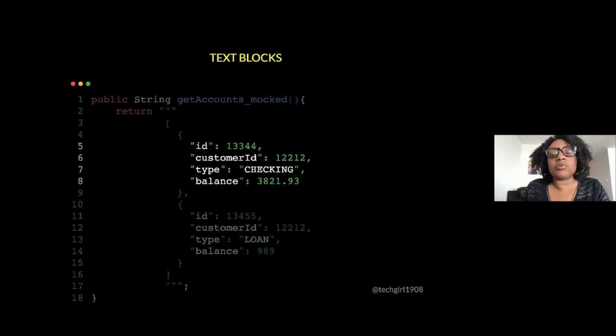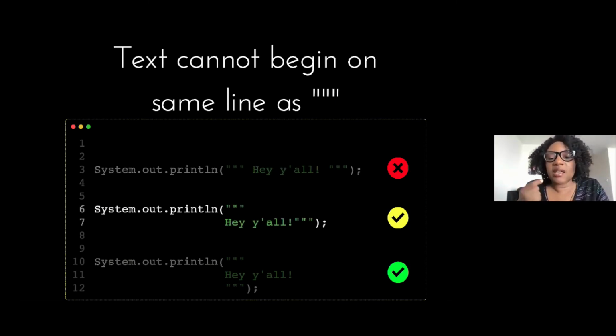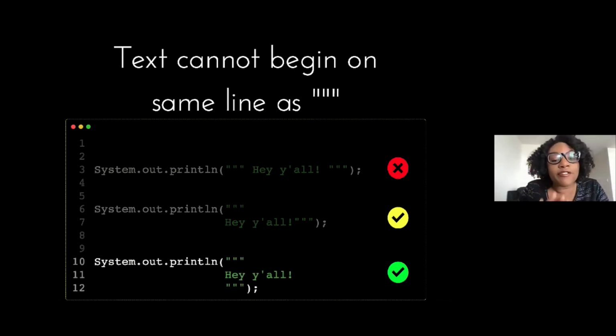Okay, let's talk about some rules and some guidelines for text blocks. You cannot include the entire text block on the same line, or you're going to get a compilation error, right? A new line must be after the opening quotes, like in this second example here. Now, this is legal, but this looks a little goofy, right? So this is not the preferred way. Legal, but not preferred. The preferred way is to have both the opening and the closing quotes aligned on their own individual lines, and then the text block in the middle, okay?